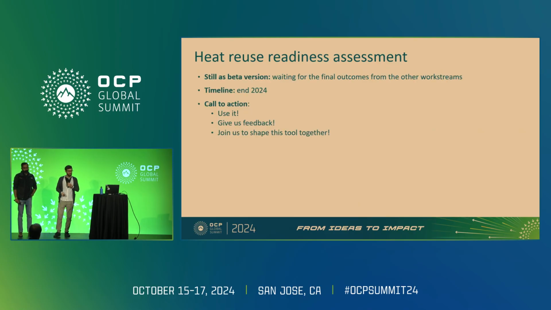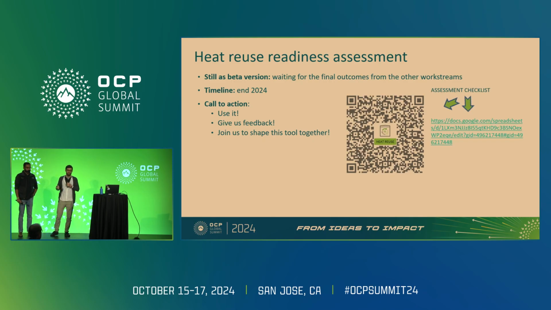So as I said, this is a beta or initial version, and it is online. We want to finish this by the end of the year. It will have a white paper with it, so the white paper will be the contribution, and there will be a link to this assessment inside the white paper, so it will be a living document. We want to explain in this white paper how this tool works and what the objectives of this tool are. So that is it for the heat reuse readiness assessment.